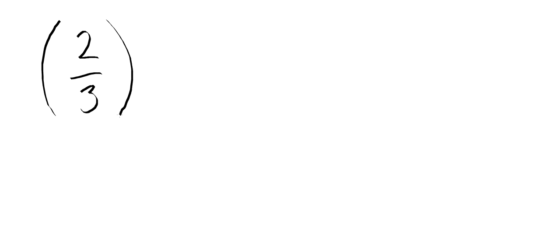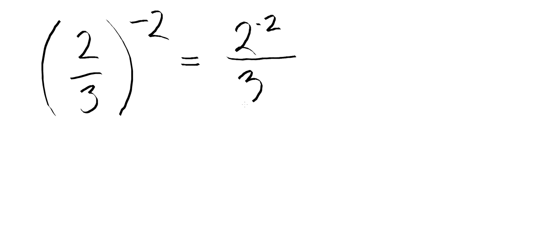Let's say 2/3 raised to the -2 power. Okay? And again, just like my fraction before, if it is in parentheses, that means that this exponent of -2 applies to both my numerator and my denominator. That gives me 2 raised to the power of -2 divided by 3 raised to the power of -2.